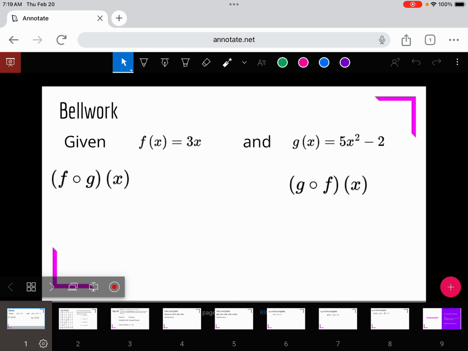All right, so let's take a look at this. This is what we did yesterday. Our composition.